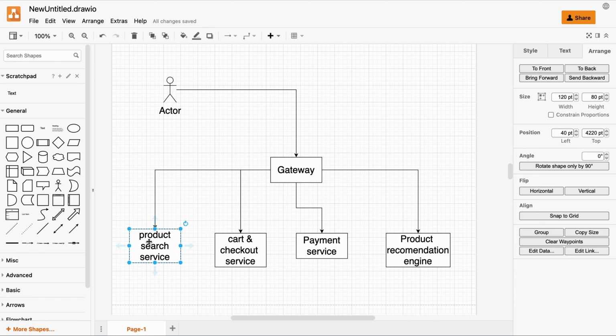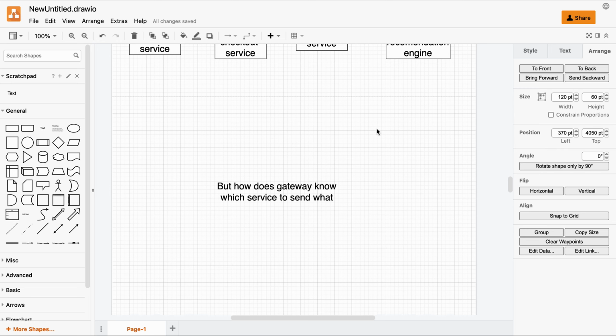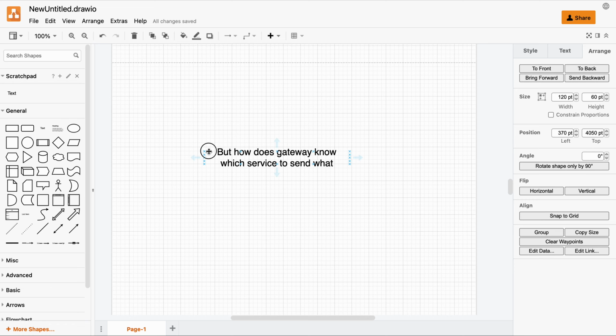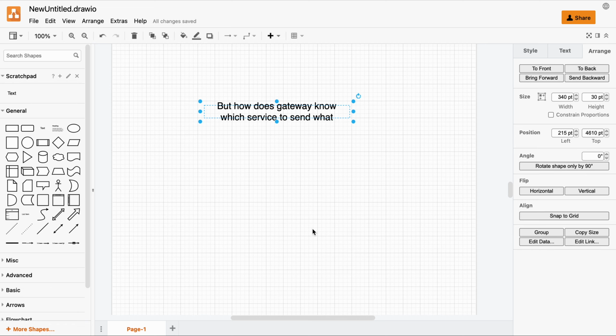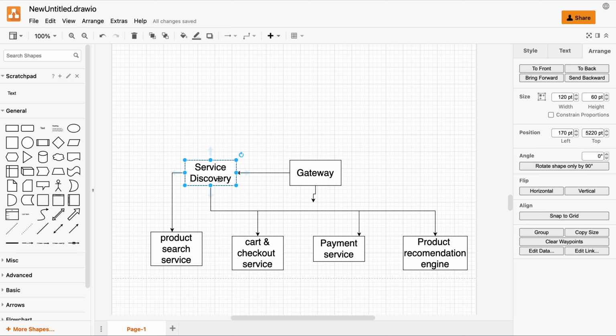So whenever a service goes down, comes up, or spins up a new instance, the gateway needs to somehow know that. To solve this issue, we have another pattern in microservices. This is the question: which service to choose and what to send. So we bring in something called service discovery.